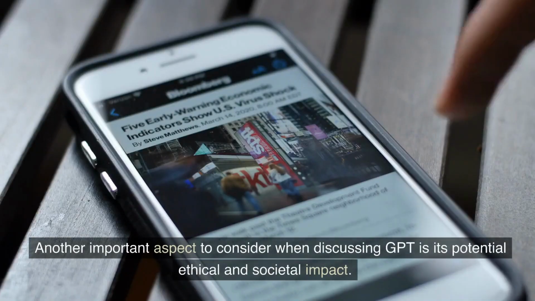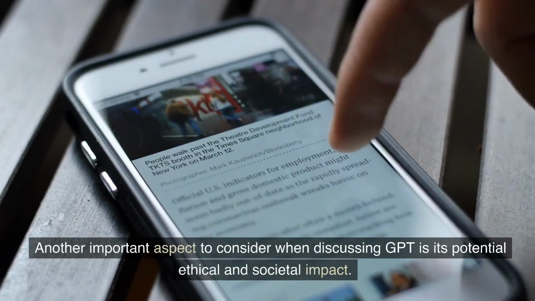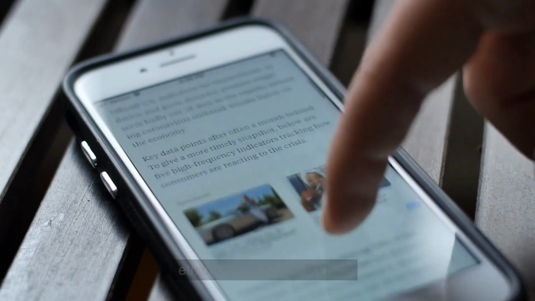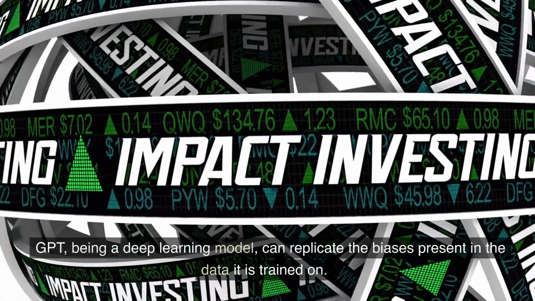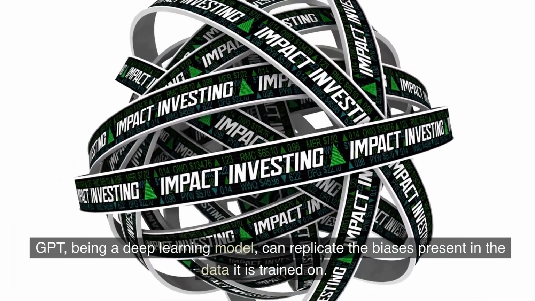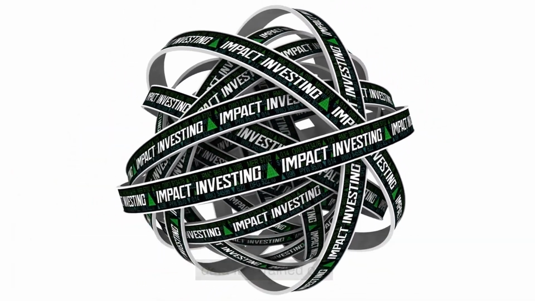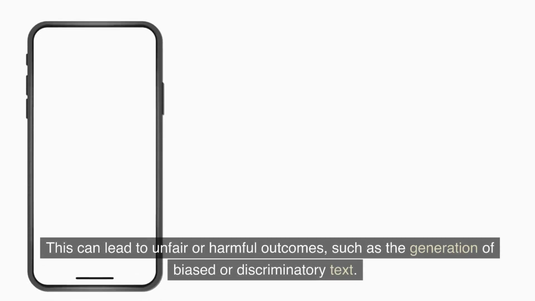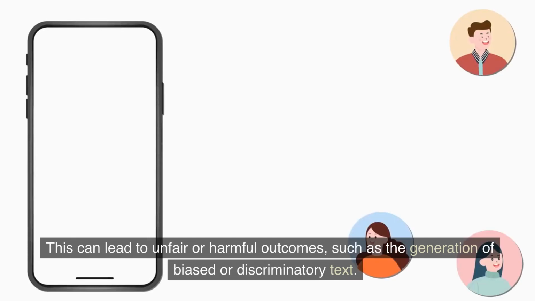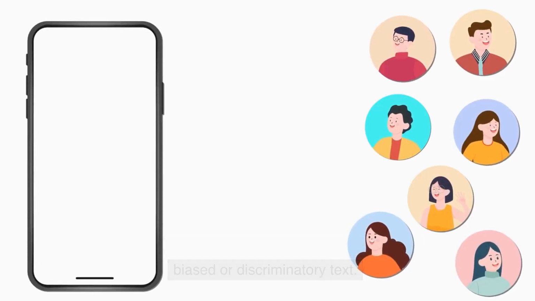Another important aspect to consider when discussing GPT is its potential ethical and societal impact. GPT, being a deep learning model, can replicate the biases present in the data it is trained on. This can lead to unfair or harmful outcomes, such as the generation of biased or discriminatory text.